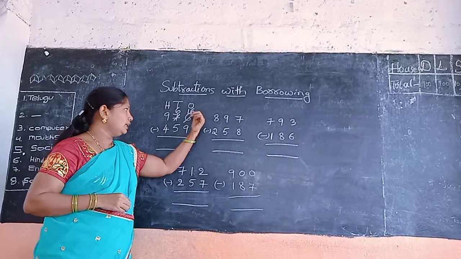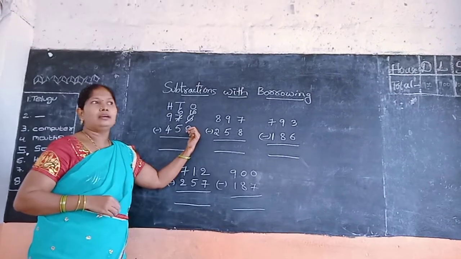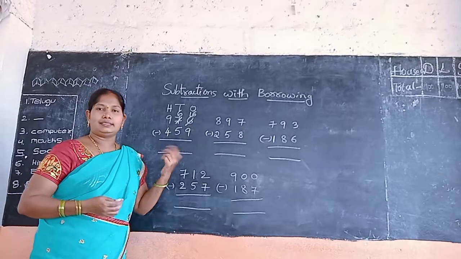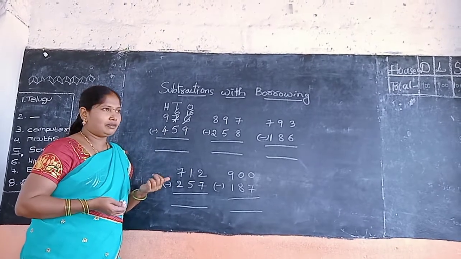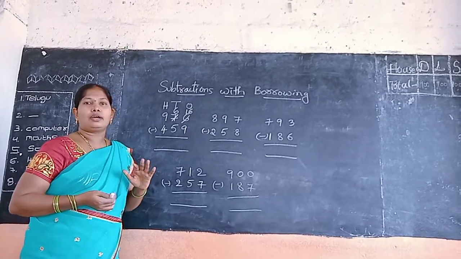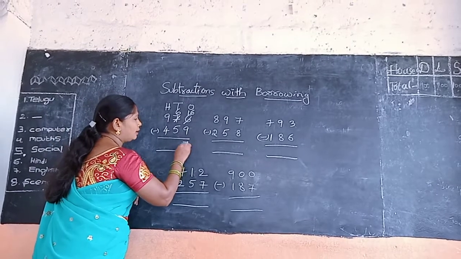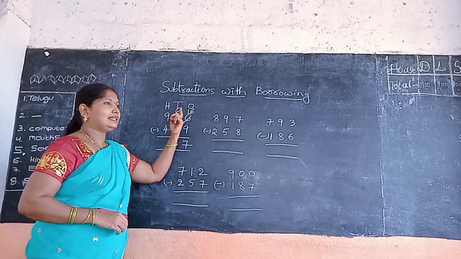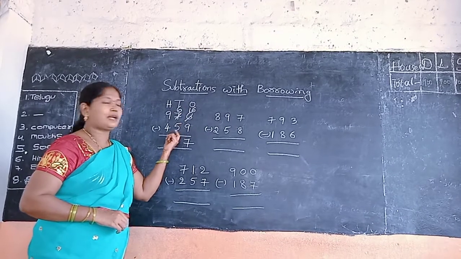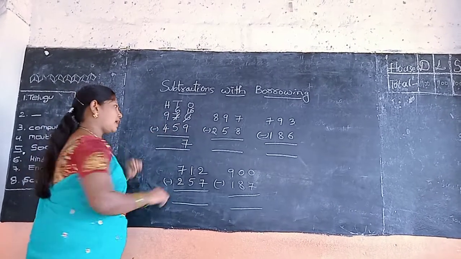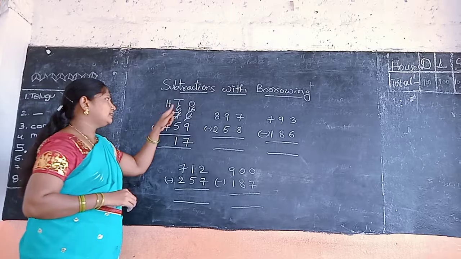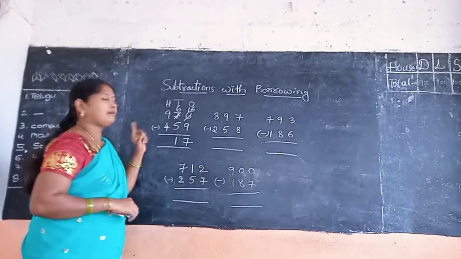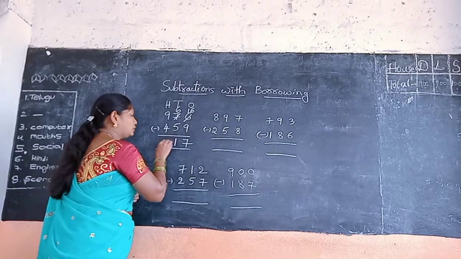Now take 16. 16 minus 9. Is the subtraction possible now? Yes, it is possible. Take 16 and close 9 fingers. Now 6 is there and 5 is there. 6 minus 5 is equal to 1. This is the 1's place completed. Now the 10's place, 9 minus 4 is equal to 5.